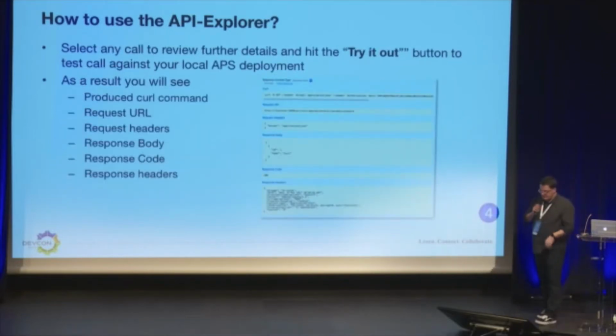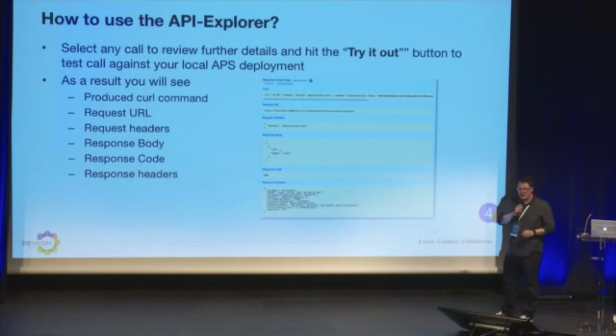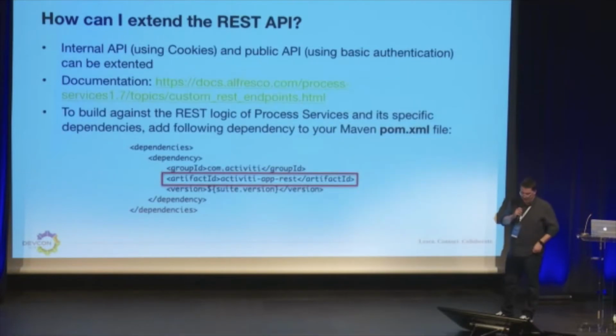By selecting a specific call, further details will be displayed, and you will have a try it out button that will actually execute that call against your local APS deployment. So please be careful when doing this against a production environment.